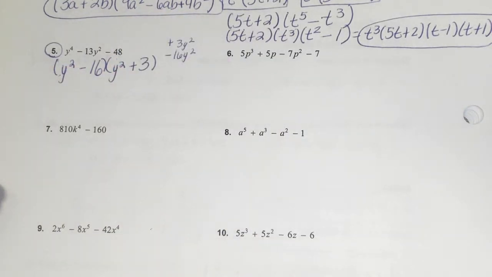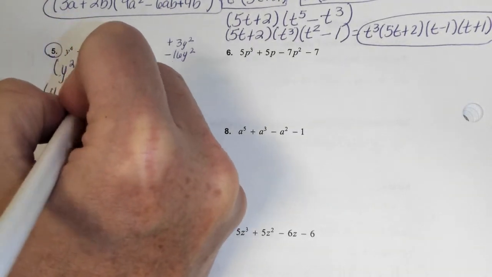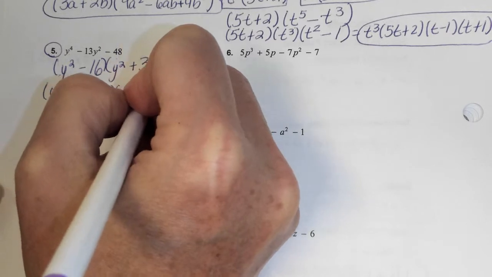Can we do more? Yep, so let's keep going. So it's going to be y plus 4, y minus 4 times y squared plus 3.